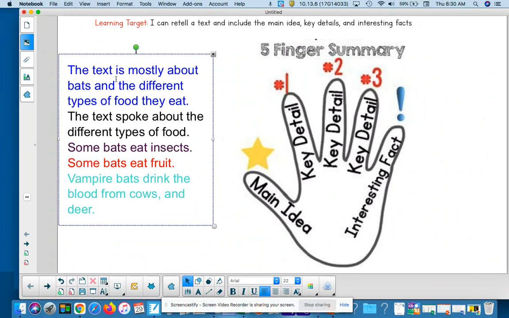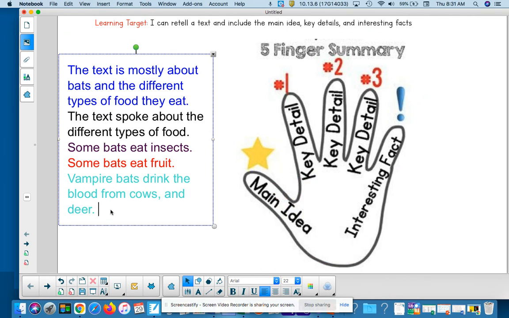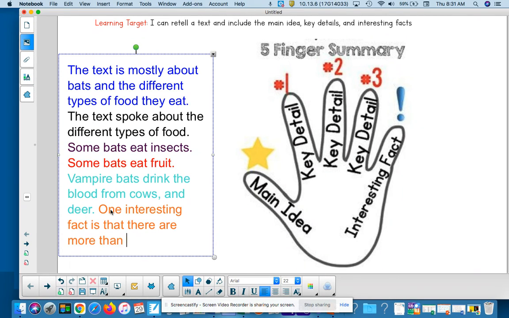Am I done? I have my main idea, 1 key detail, 2 key details, and 3 key details. So am I done? Nope, I need to include my interesting fact. So I can say one interesting fact is that there are more than 1,200 different kinds of bats. I thought that was really interesting.